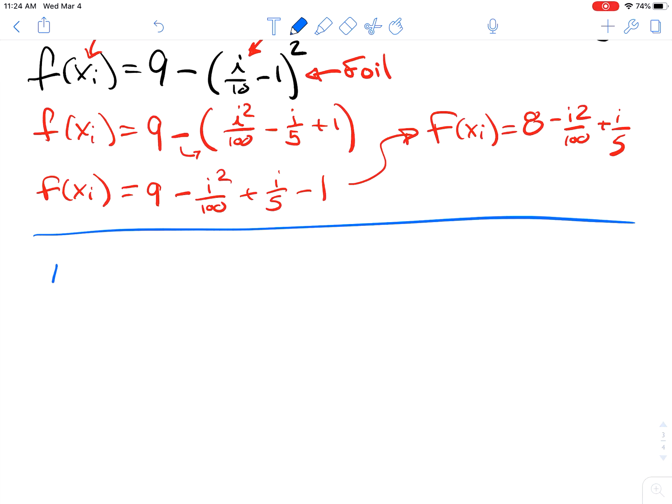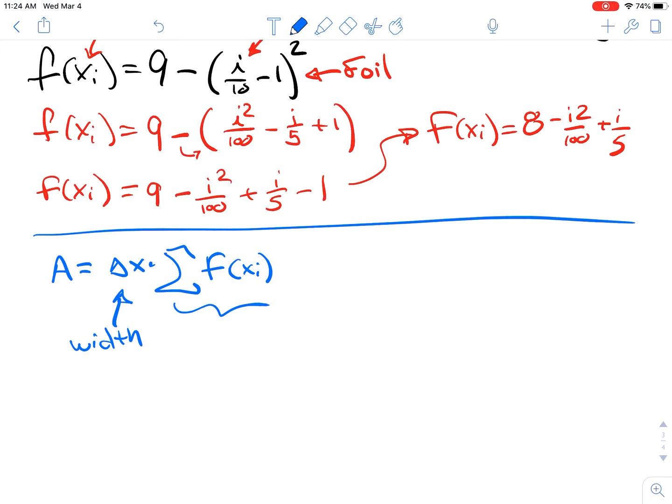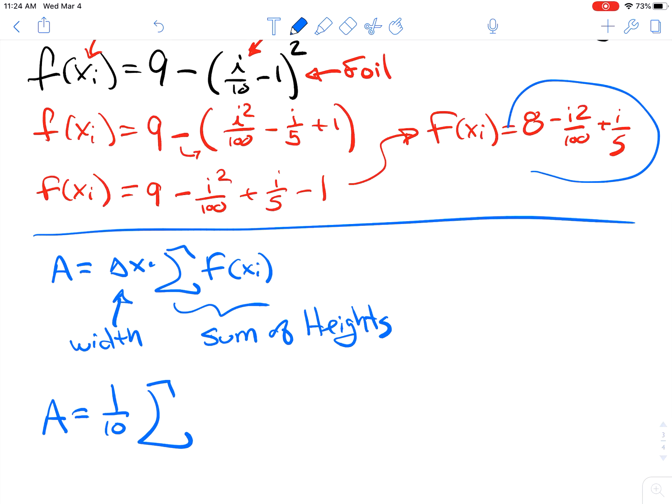Now we would like to insert this information into our area formula. Our area formula is delta x times the sum of f of xi's. So this is the width of each rectangle, and this is the sum of the height of each rectangle. So we can say that area is equal to 1 over 10 times the sum, and we're going to take everything for xi and plug it into there. 8 minus i squared over 100 plus i over 5.